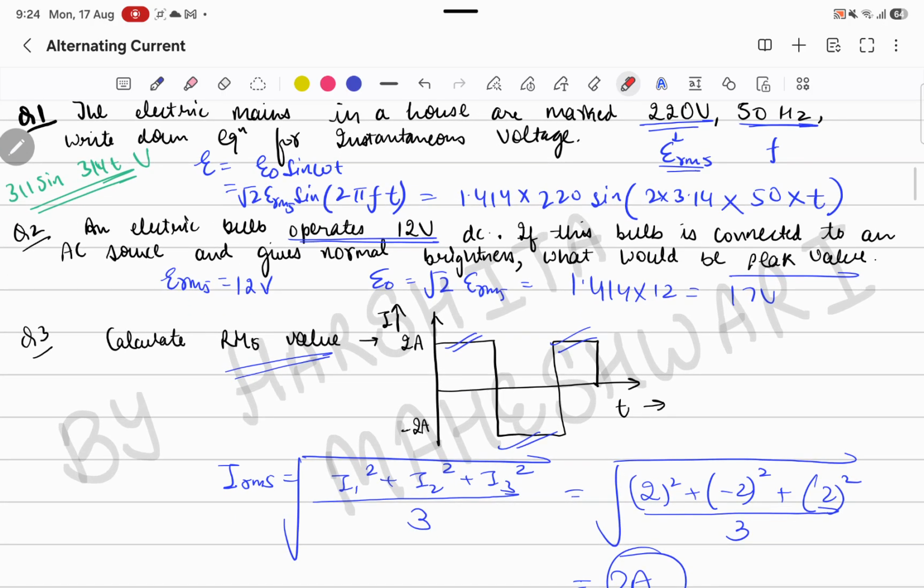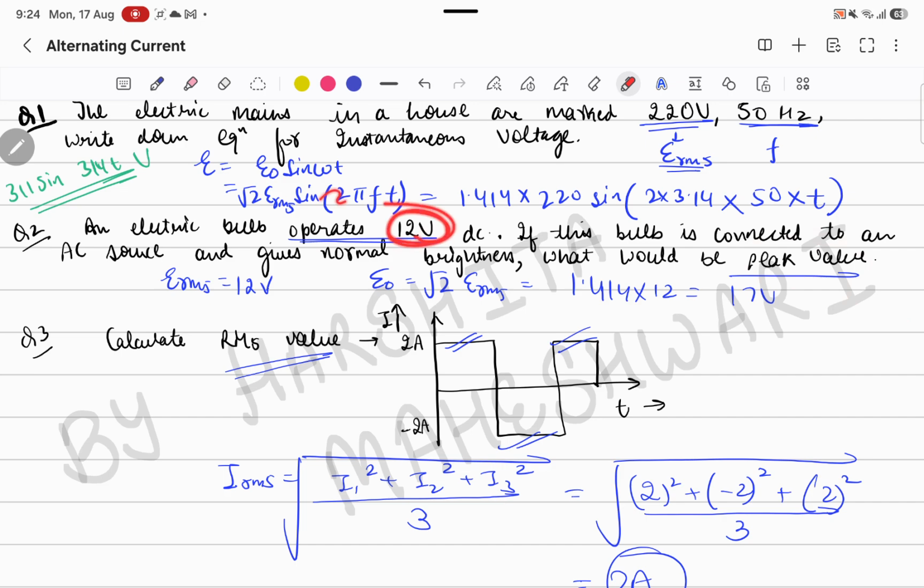Let's do that. The electric bulb operates at 12 volt DC. If this bulb is connected to an AC source and gives normal brightness, then what would be the peak value? Peak value means you have to calculate the naught value. Okay. Either I naught or E naught, if they mention the value peak. And here they have asked for E naught. Okay. Because E RMS they have given.